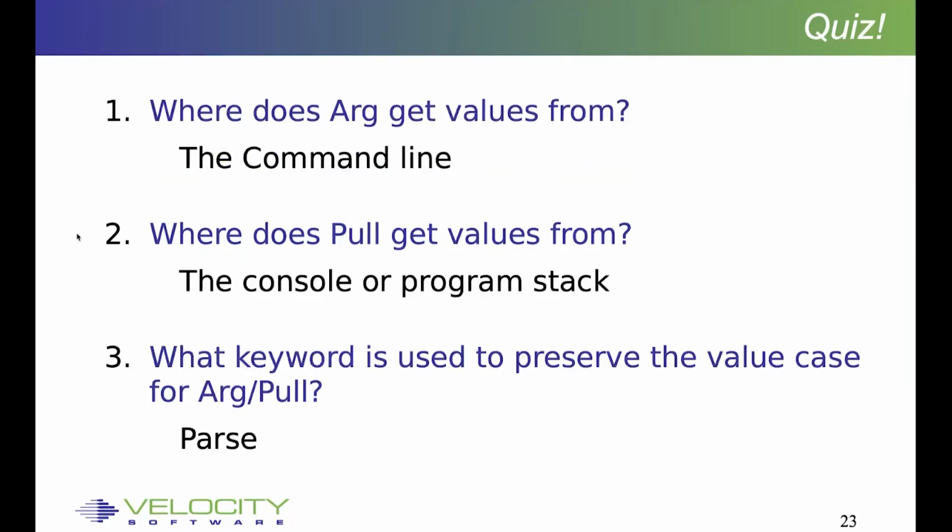Thank you, Sam. And here are the answers. arg gets its values from the command line. Poll gets its values from the console or program stack. And the keyword used to preserve case is parse. Good job, everybody. Thank you. Thank you, Sam.